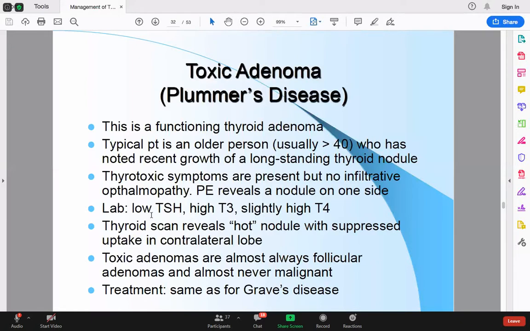When you do a thyroid scan for Graves' disease, remember, the whole gland is going to shine. It's all going to be active. But in toxic adenoma, there's only going to be one or sometimes a couple of hot nodules, okay? And the rest is going to be suppressed. It's just one very active thyroid adenoma. Treatment is exactly the same as Graves' disease. You can start with medication, and you may end up doing surgery.